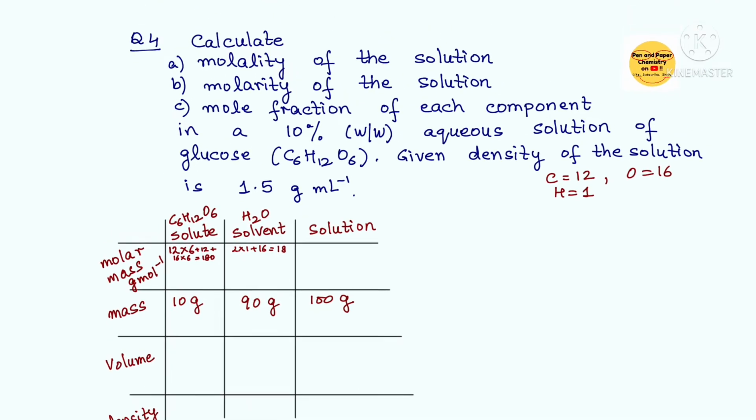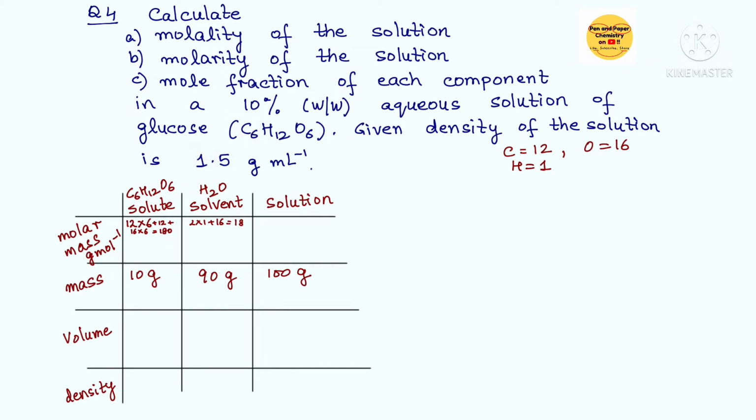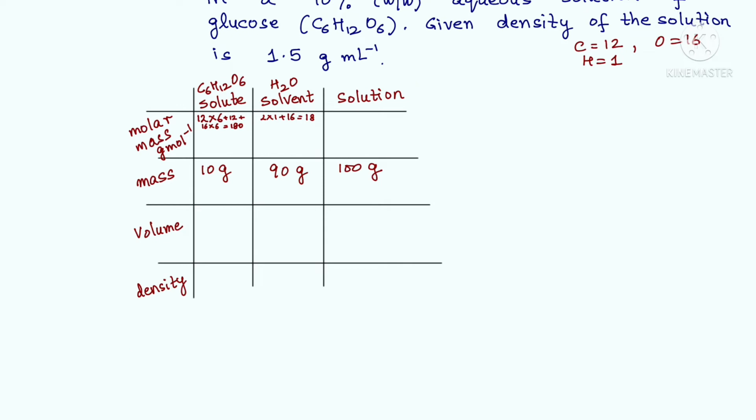What other data has been provided to us? We need to find molality, molarity and mole fraction. The density of the solution has been given to us as 1.5. So that's a value pertaining to the solution, and I'm going to write it over here, gram per milliliter. Did you attempt this question? In case this is the first time you have come to watch this video, try and do this question yourself.